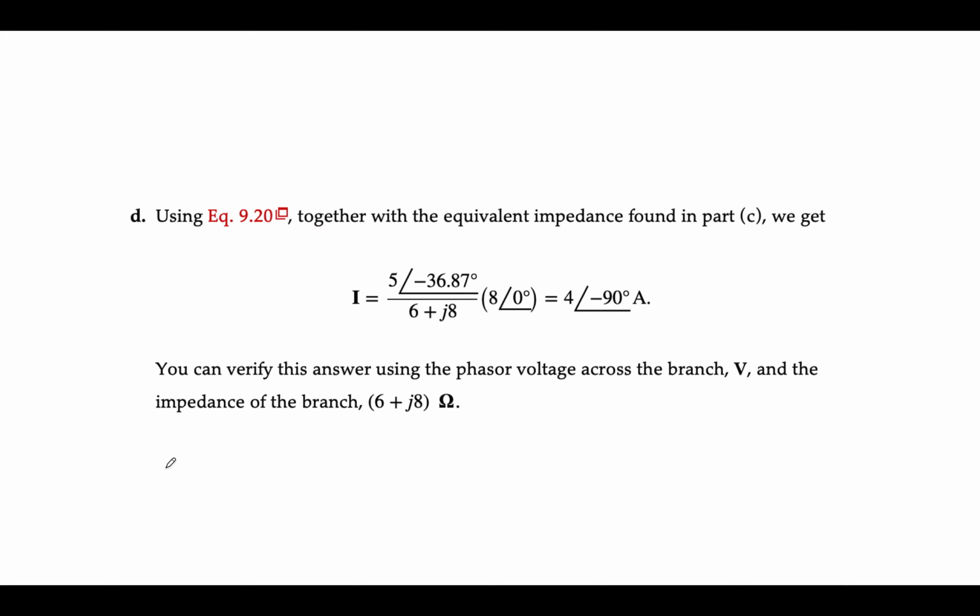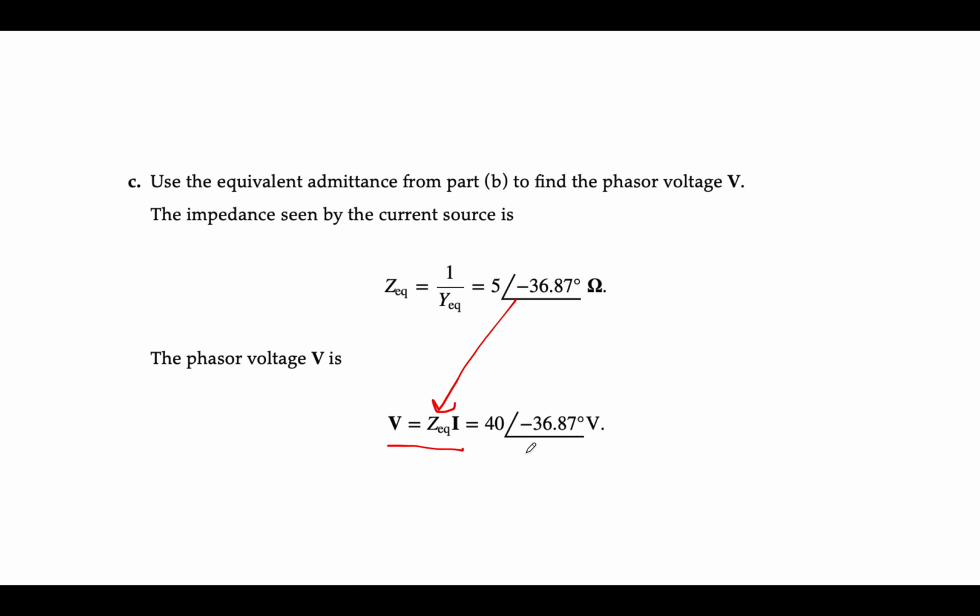We now can find the current by basically taking the current through all of the admittances and employing the current divider rule. And when we do that, we get 4 angle minus 90 for the phasor current. I would actually do it this way because that seems like a really weird and awkward kind of way to do a current divider. So we knew the phasor voltage from this step, 40 angle minus 36.87.